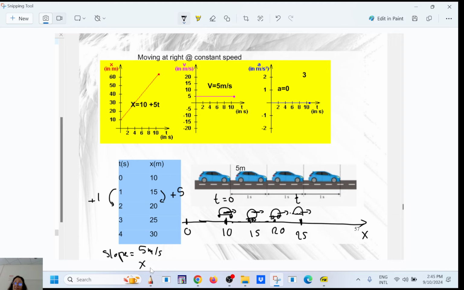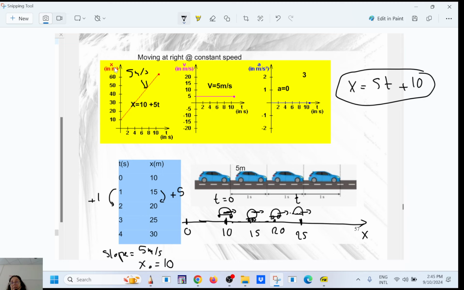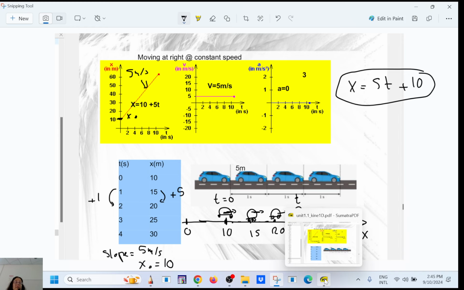And the initial position is what we call the y-intercept, and it's going to be 10. So the equation is y equals mx plus b, so 5t plus 10. Isn't that beautiful? Right? It's not even calculus, just algebra. What's the slope here? 5 meters per second, and the y-intercept is 10. And it's moving at a constant velocity.